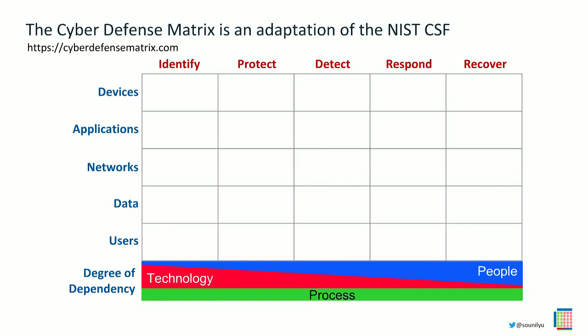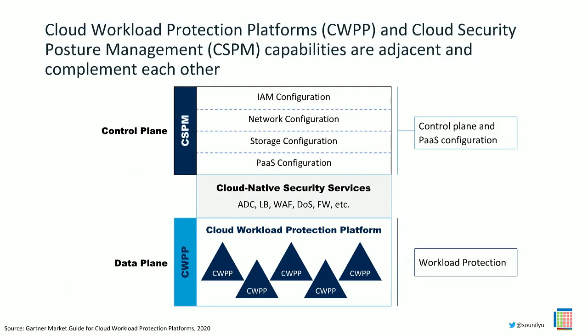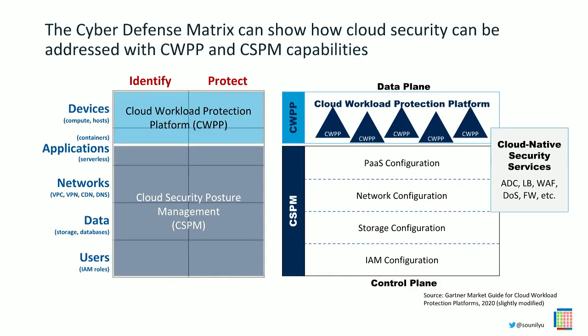Now, as I mentioned earlier, there are two major classes of cloud security capabilities as defined by Gartner. They are Cloud Workload Protection Platform and Cloud Security Posture Management. Gartner shows them as being adjacent capabilities, one focused on the control plane, or the underlying infrastructure, and the other on the data plane, or the workload itself. Bridging between them are a set of security services, and customers can leverage infrastructure as a service native capabilities or leverage marketplace vendors with similar capabilities. Now, if I flip this diagram around, it actually maps nicely to the Cyber Defense Matrix.